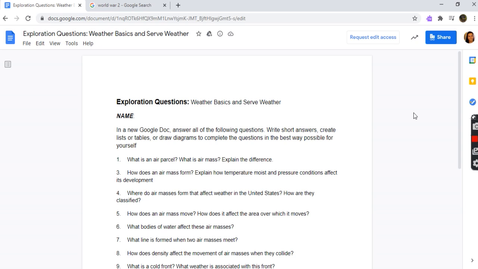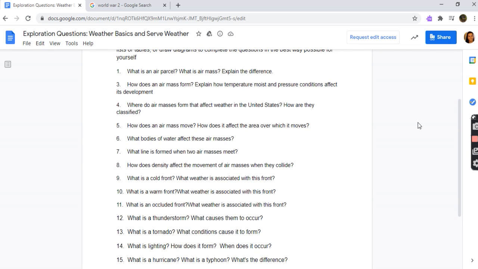How does an air mass form? Explain how temperature, moisture, and pressure conditions affect its development. Where do air masses form that affect weather in the United States? How are they classified? How does an air mass move? How does it affect the area over which it moves? What bodies of water affect these air masses?